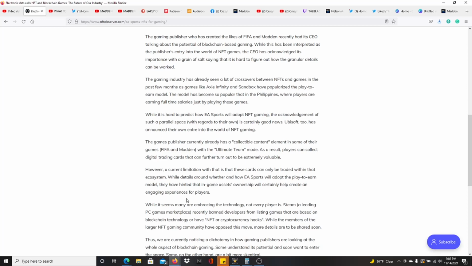So while it is hard to predict how the sports will adopt NFT gaming, the acknowledgement of such a parallel space is certainly good news. Ubisoft too has announced their own entry into the world of NFT gaming. Now, there's literally a game called Project Seed, where Call of Duty, Marvel games have already jumped into the space. Once Madden jumps into the space, guys, it's over.